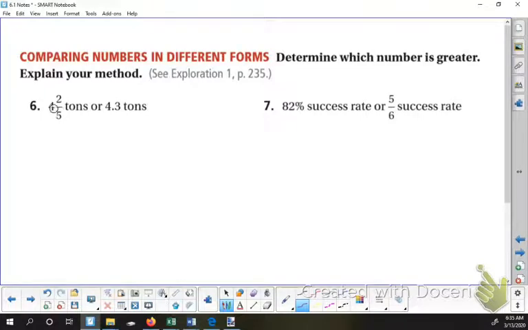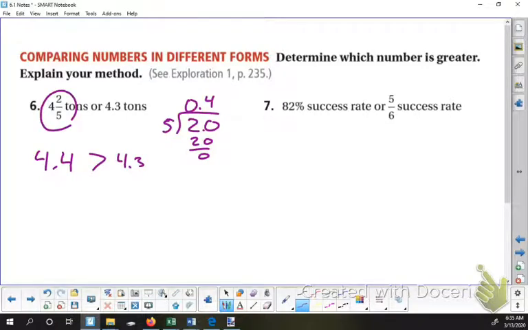So here, what I can do is that 4 is just going to be 4 wholes, and I take 2, divide it by 5. 5 doesn't go into 2, decimal point, right? And I add a 0. 5 goes into 20 4 times, and that gives me a 20. So I have got 4.4. 4.4 is greater than 4.3. So my greater value is 4 2/5.